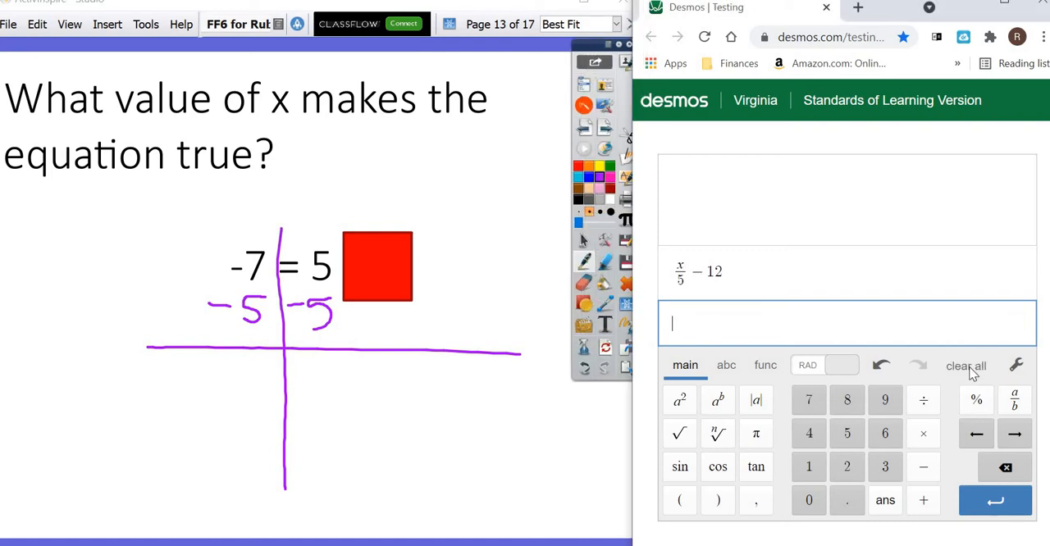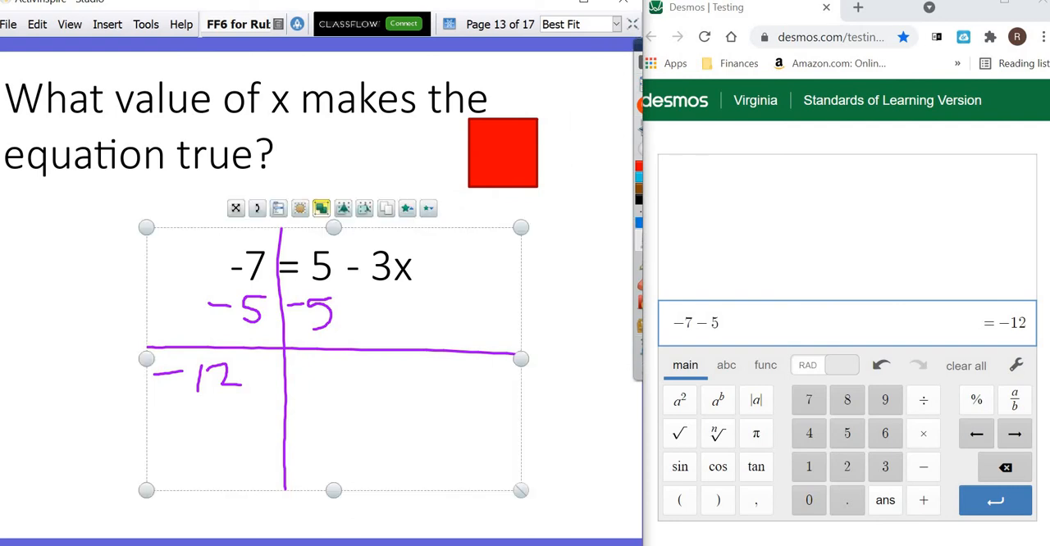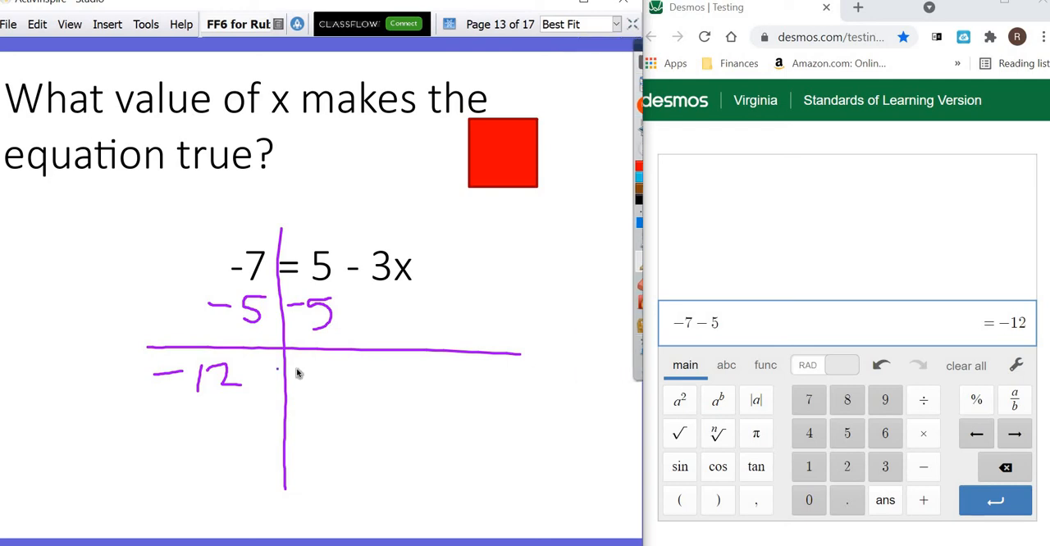So I'm going to come over here, show you why I use Desmos. Negative 7 minus 5 is negative 12. Now I'm going to move this box. All right, so I'm going to drop down what I have left to work with. Let me make sure I've got my pen back. Hold on one second. All right, I'm going to drop down the negative 3x that I have left over there.